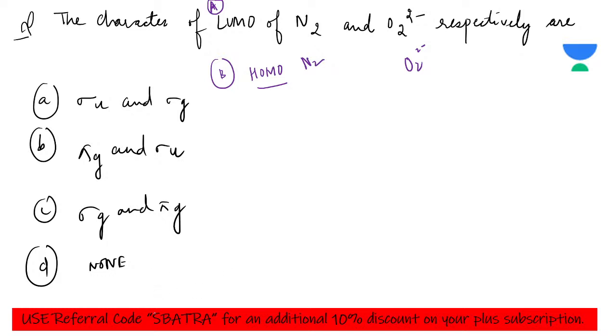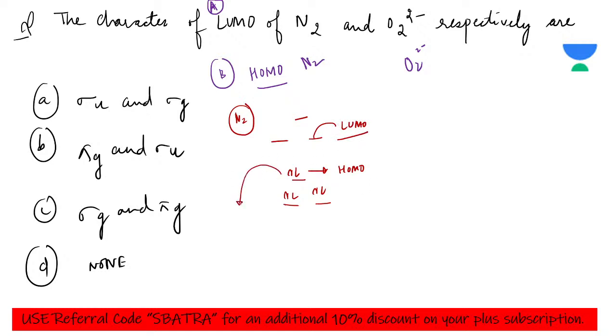See, the concept over here is that we need to find out the character of LUMO and HOMO. So let's start with N2. This is how we can draw the molecular orbital diagram of N2. There is sp mixing, so that's how we are going to draw it. You have 6 electrons over here like this. So this is your HOMO, and this is going to be the LUMO.